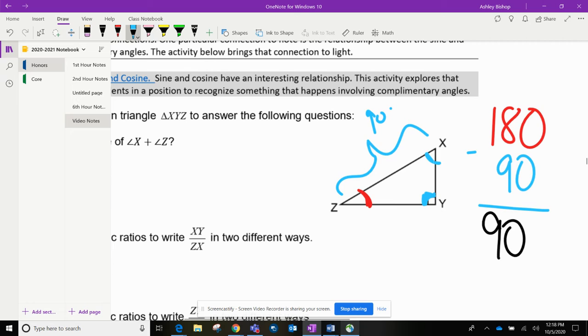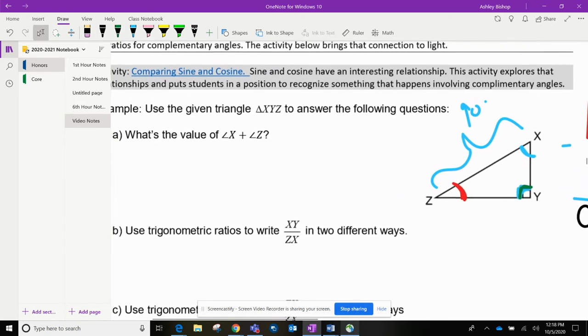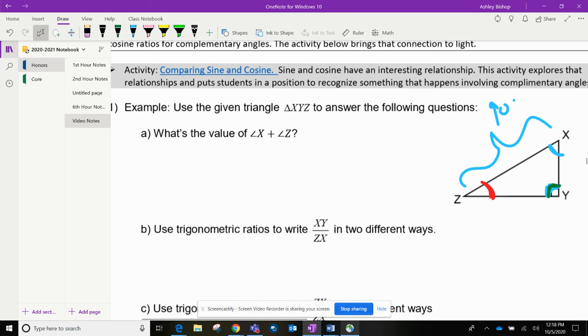All triangles add up to 180 degrees. And this right angle alone takes up 90 of those degrees. So I have 90 missing degrees that need to be made up from my angle Z and my angle X. No matter what they are, they need to make up that 90 degrees. So what is the value of angle X plus angle Z? They need to equal 90 degrees. So that's what we went over.